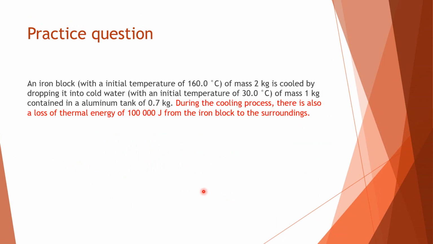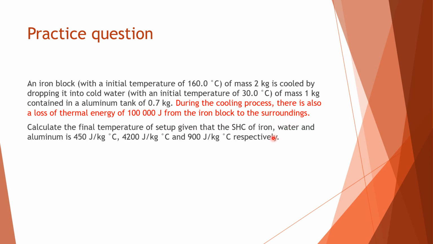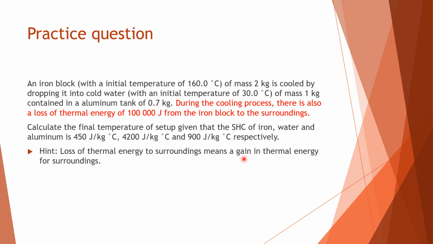Before we go, this is a practice question for you. It's the exact same scenario, but this time round, during the cooling process, there's also a loss of thermal energy of 100,000 joules from the iron block to the surroundings. So how do you calculate the final temperature of this setup? The hint is that the loss of thermal energy also means a gain in thermal energy for the surroundings. So how do you incorporate that? The answer is 33.0 degrees.